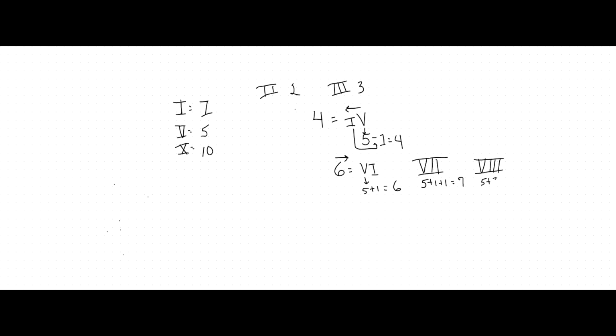So now if I got to 9, can I have 4 lines behind my V? I can't. So the next thing I'm going to do is go up to my X. Now, because 9 is less than 10, which is what my X is, is my 1 or my I going to go before the X or after the X? Before. Because I'm going to subtract that 1. So I have 10 minus my 1 is going to be my 9.